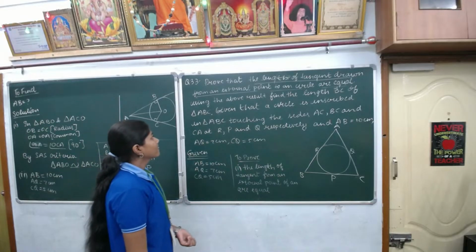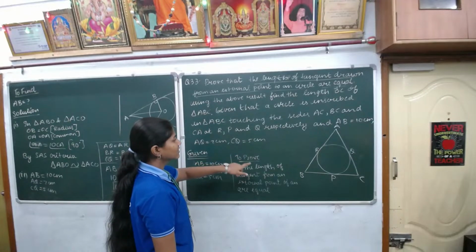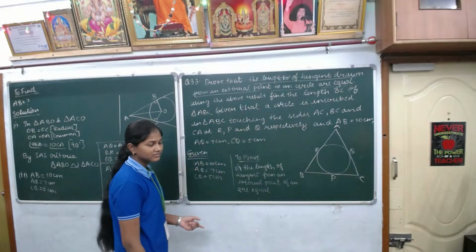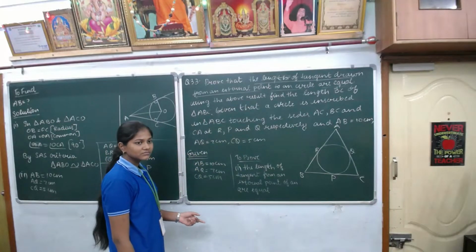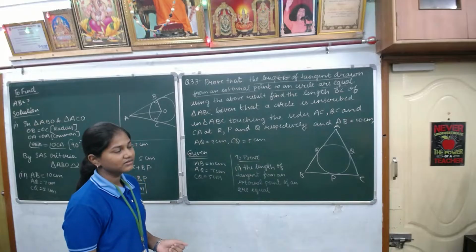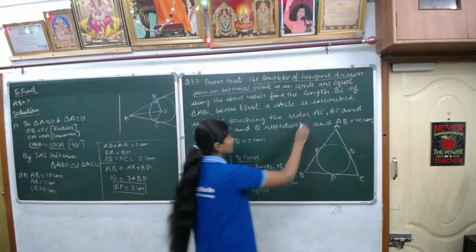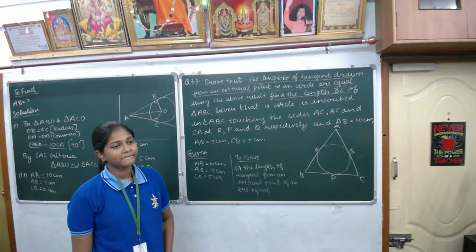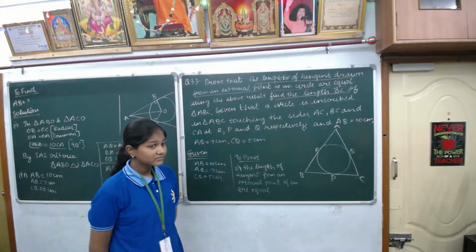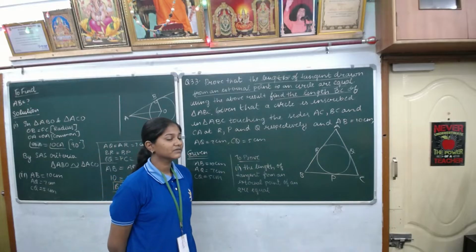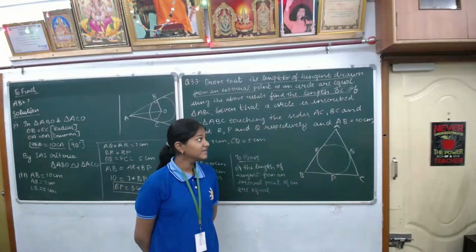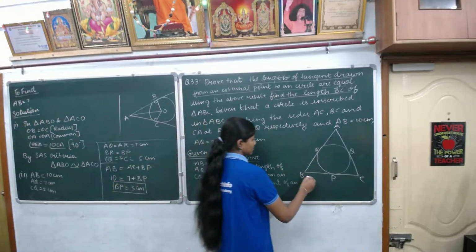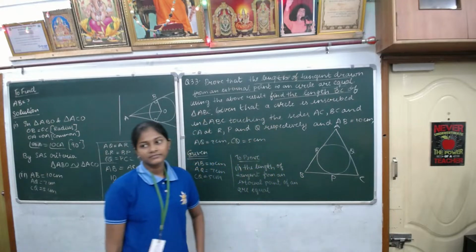Okay. Then using the above result, we have to find the length of BC. Given that a circle is inscribed. Okay. So there are two parts of the question. One is to prove. Second is you have to find out the value. Which value you have to find out? The length of BC. What is that BC here? That is the base of the triangle. So we have to find out the base of the triangle.